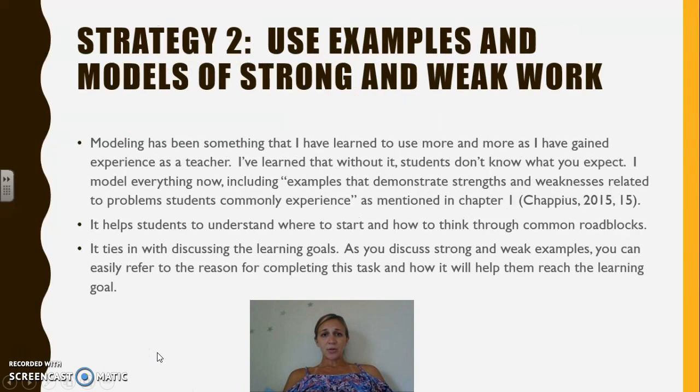For strategy 2, using examples and models of strong and weak work. Modeling has been something that I've learned to use more and more as I've gained more experience as a teacher, and I've learned that without it, the students really don't know what exactly they're expected to do. I model everything now, including examples of strong and weak work and problems that students normally come across in the context of the class, and it helps students to understand where to start and how to think through some of the common problems and roadblocks.